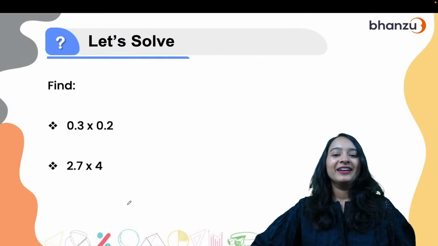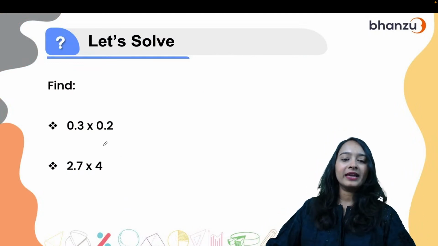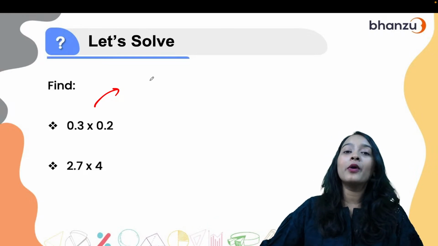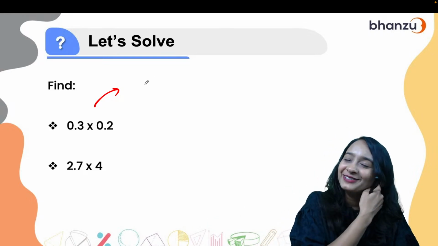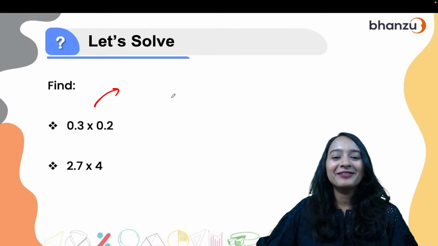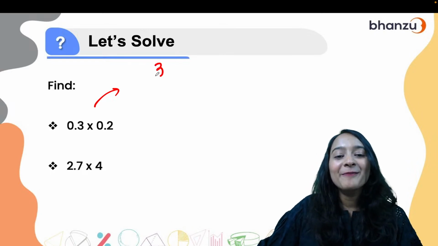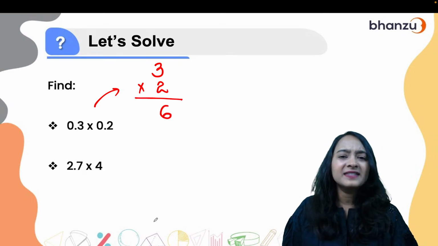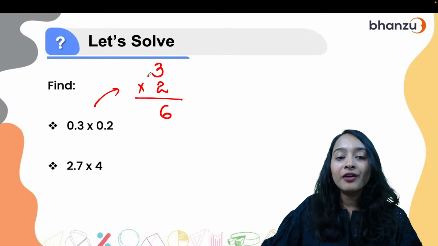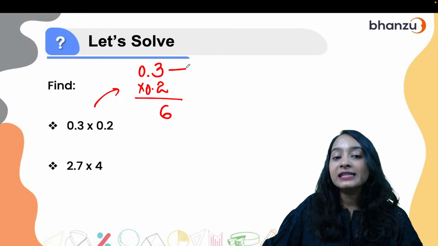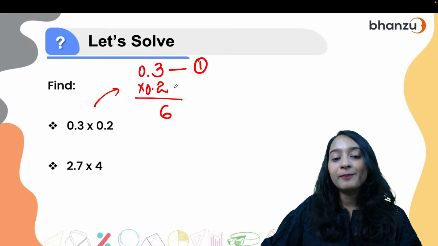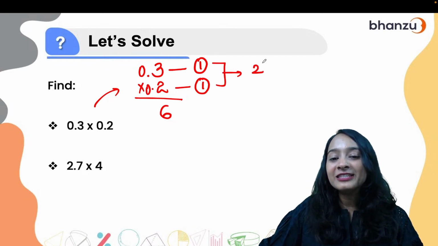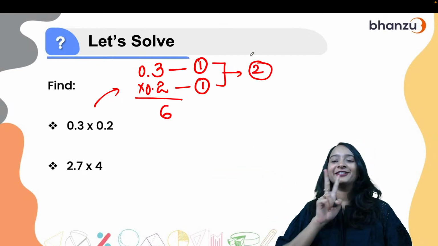Okay, let us get started with a quick example again. 0.3 multiplied with 0.2. What do we do here? We multiply as if we are multiplying whole numbers. So you have 6. Very good. But now here you have how many digits? Here you have 1 digit after the decimal point. Here also you have 1 digit. So totally how many digits do you have? 2 digits after the decimal point.